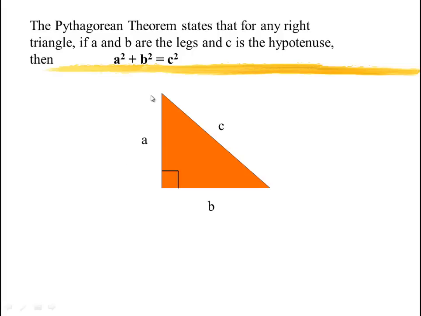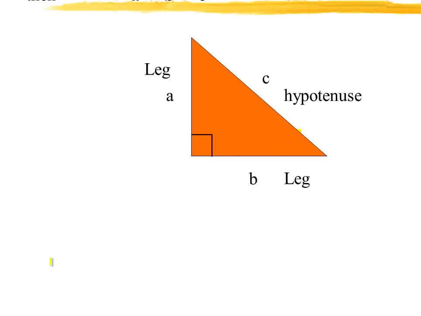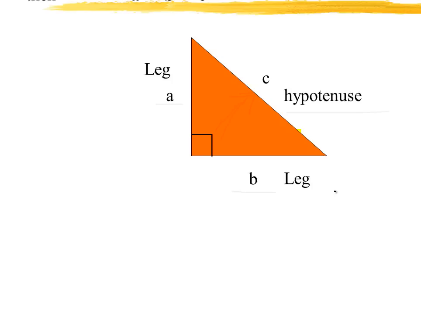Well, in any right triangle, you have two parts called the legs, and you have a third part called the hypotenuse. Now, the cool thing is you can always tell the hypotenuse is opposite the right angle. So my highlighter is not the right color, so I'm going to change to pen. C is always opposite, the hypotenuse is always opposite the right angle. So what you do is you take the leg squared plus the leg squared equals the hypotenuse squared. So let's take a look at one. Actually, let's stop there, hit pause, and copy this down.